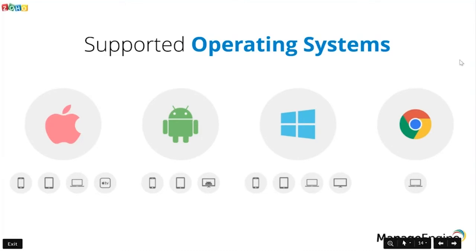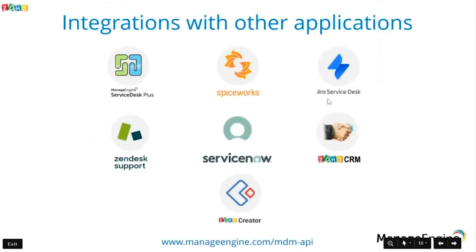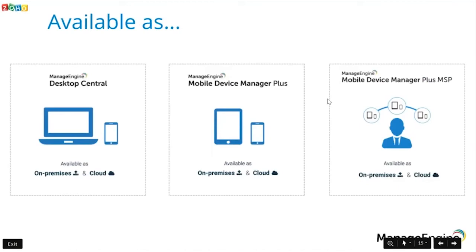Now, Mobile Device Manager Plus is available in the form of 3 solutions. The first is as an integrated suite with Desktop Central, which has now been rebranded as Endpoint Central. Desktop Central or Endpoint Central is a unified endpoint management tool that can be used to manage laptops, desktops, servers, and other endpoints. The second is a standalone MDM for users that want to manage essentially mobile devices only.